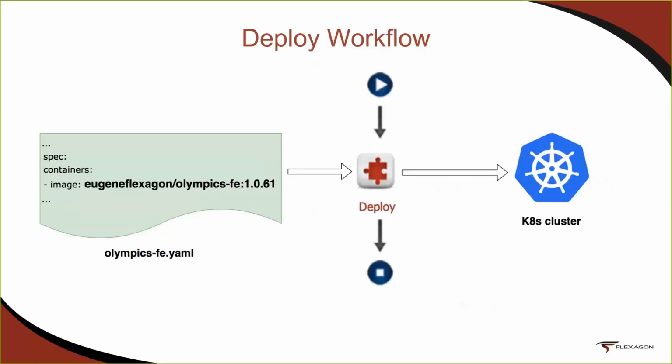In order to deploy a container to a Kubernetes cluster, Flex Deploy uses a deploy workflow. And this workflow consumes a YAML file produced by the build workflow as an artifact. And the deploy workflow contains a single step invoking the Flex Deploy Kubernetes plugin that applies a YAML file to a Kubernetes cluster.